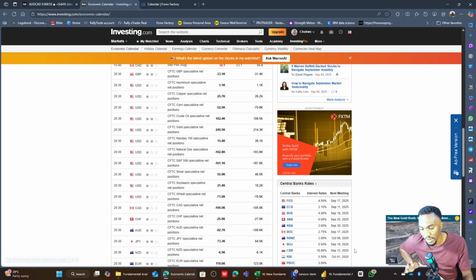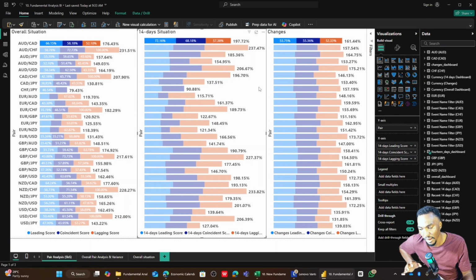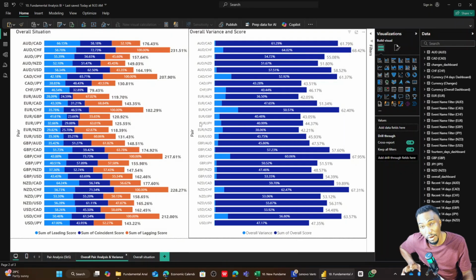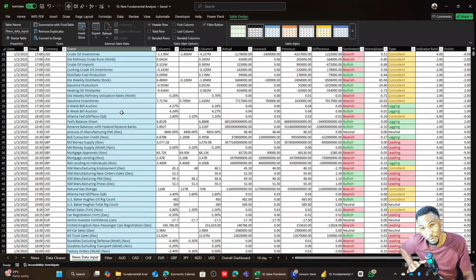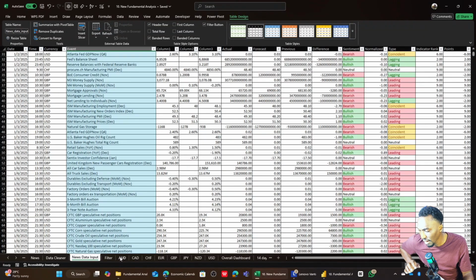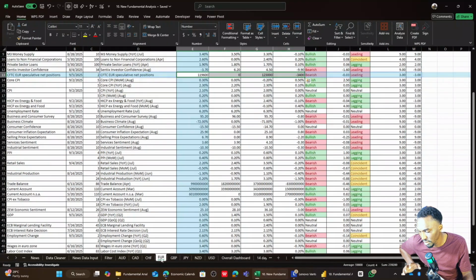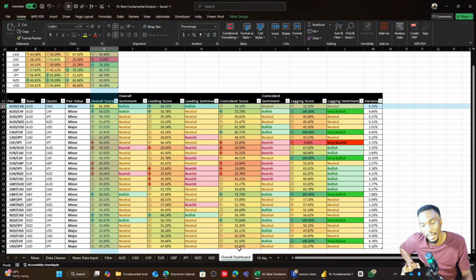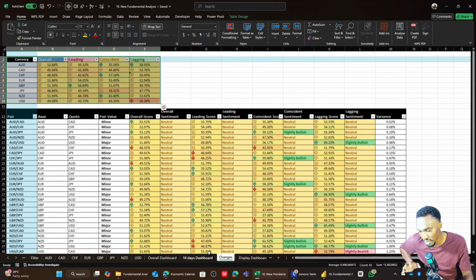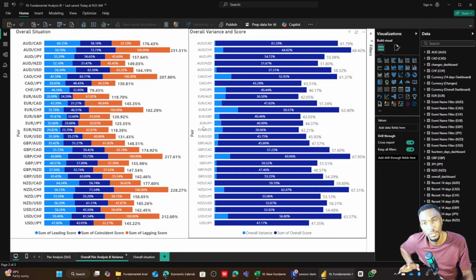Now, apart from me doing this concise analysis, I have a way of reading this analysis even deeper by getting the information from where exactly the Power BI is reading it from, which is my fundamental analysis Excel sheet. So what I do is I simply copy the news from the page and paste it here. I then filter it into the different economies. You can see the economies one after the other down here before I create the overall dashboard. And these overall dashboards with the 14 days dashboards and the changes is what this information is read from.